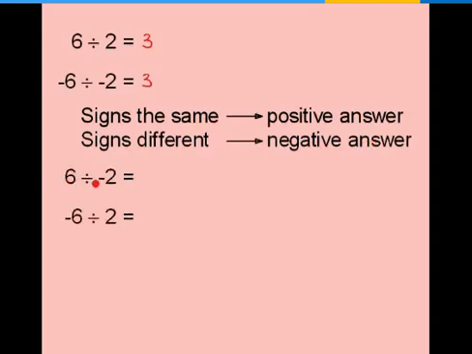So in this question, we've got a positive 6 divided by a negative 2. The signs are different, so we're going to get a negative answer. And 6 divided by 2 is 3. So the answer to this question is minus 3. Here we've got negative 6 divided by positive 2. So again, the signs are different. That tells me it's going to be a negative answer. And 6 divided by 2 is 3. So the answer to this question is minus 3 as well.